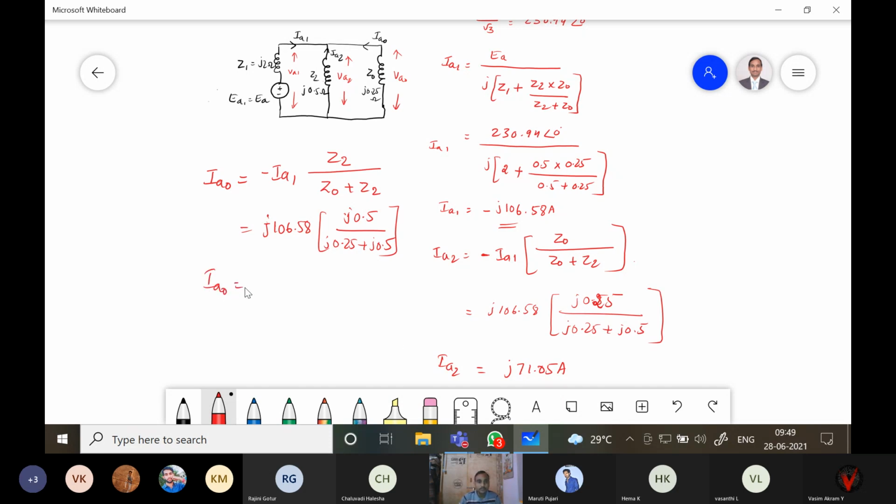So IA0 will become j 3.53 ampere. IA2 you got 35.53, not 71.25, right? 71.05. So there is a mistake here.